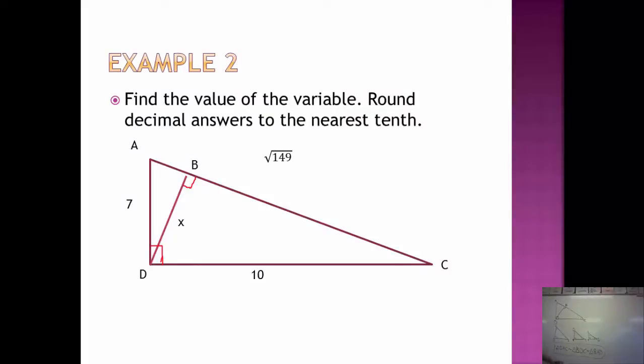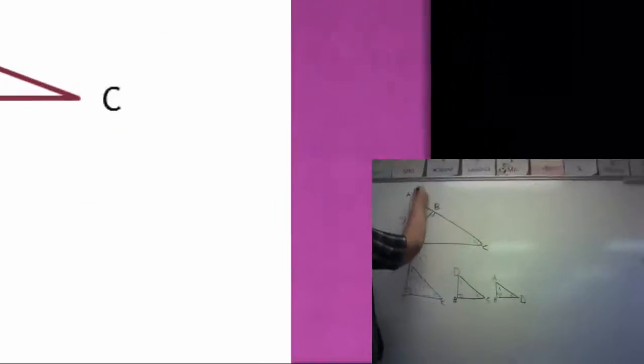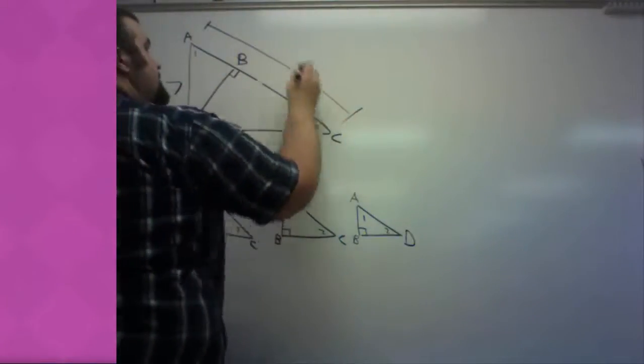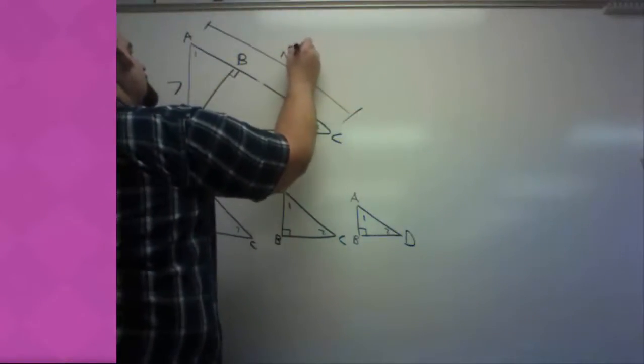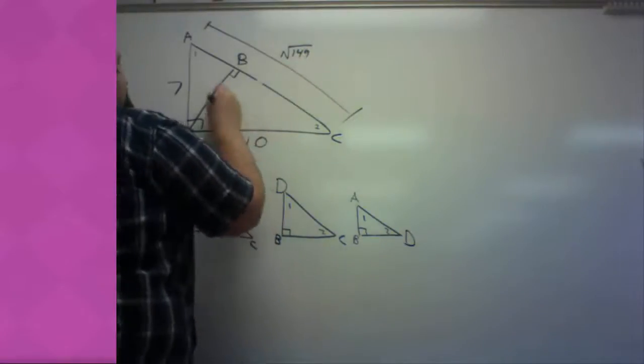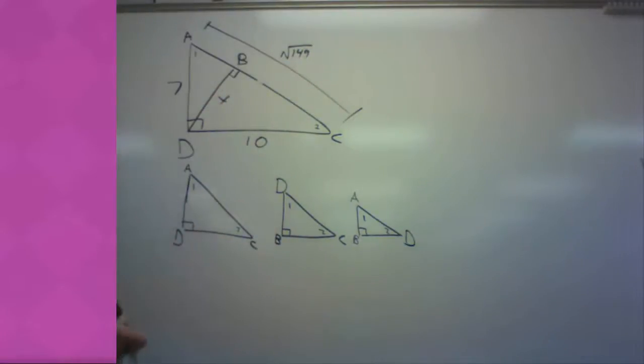What if I gave you a problem that looked almost like this? It has the same shape, but it says find the value of the variable. Round decimal answers to the nearest tenth. Well, again, I would redraw my shape. The full length over here is square root of 149, and this is 10, and I'm looking for this length right there. Well, I have my 3 triangles drawn, right?